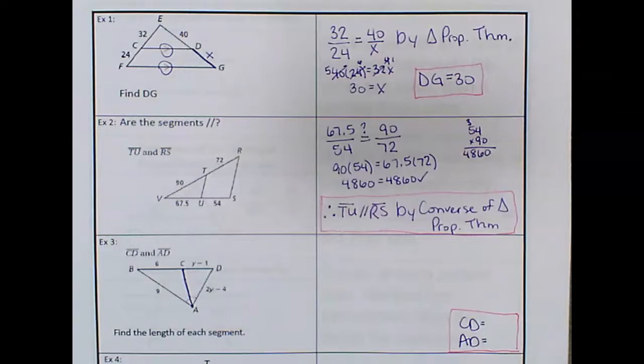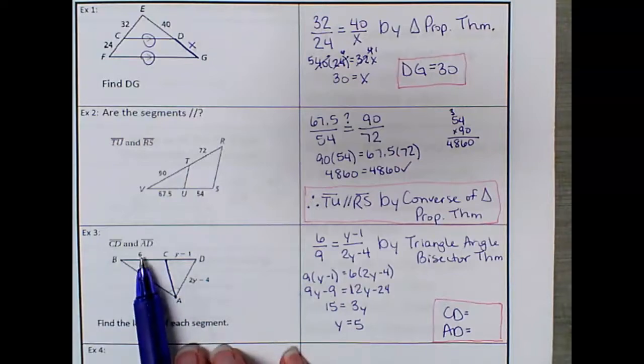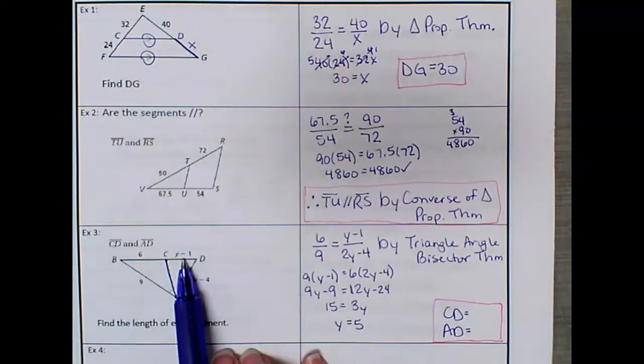So I'm going to ask you to pause your video, try to figure out which theorem you are to use, and determine the lengths of segments CD and AD. Pause your video. So hopefully you were able to use the triangle angle bisector theorem, which means that you can create 6 over 9 equal to y minus 1 over 2y minus 4. You could also create the ratio 6 over y minus 1 equals 9 over 2y minus 4. That would be all right as well.